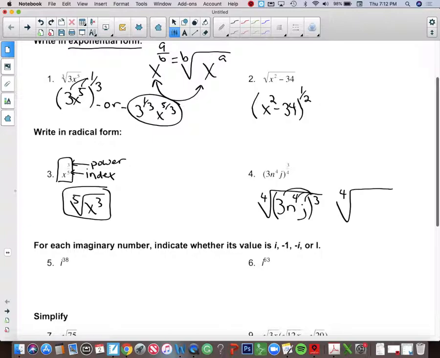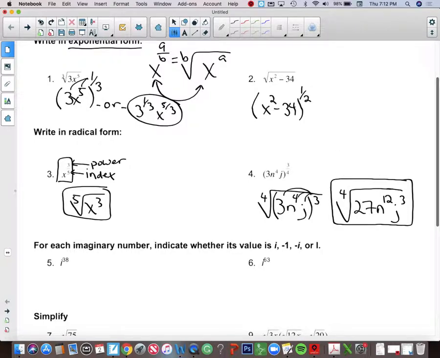So 3 cubed is 27. And then n to the 4th cubed is n to the 12th because we multiply our exponents. And then we have j to the 3rd power. So either one of those would work. This one right here is a little bit cleaner than the other one. Okay.